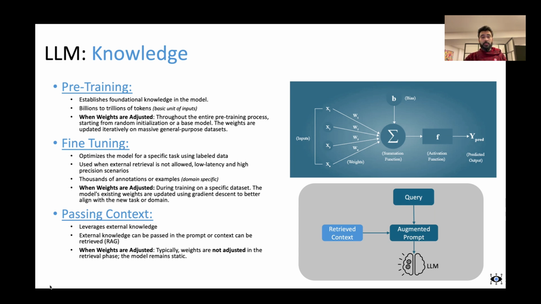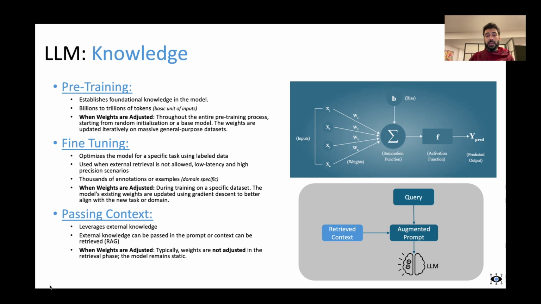Number one, pre-training. Pre-training basically establishes a foundational knowledge to the model. In this process, we have to feed in billions and trillions of tokens. What are tokens? They are just basic units of input. It can be a word, it can be a subword, it can be a combination of words, depending on the model that we are using.